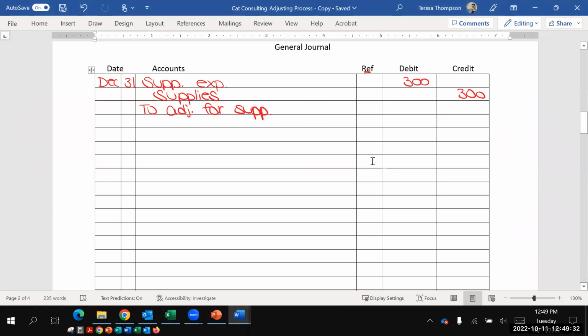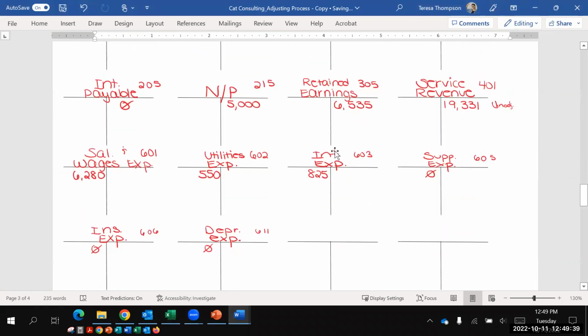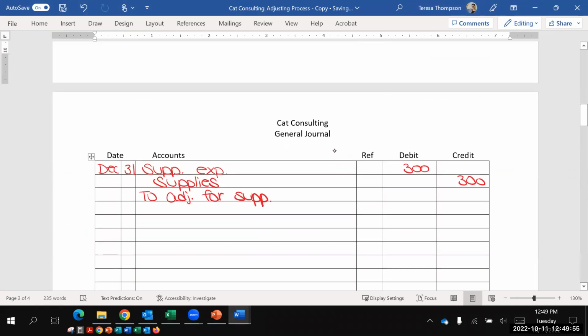Okay, so $300 is going to go to supplies expense. So scroll on down to your new supplies expense account, and we'll go ahead and put 300 on the debit side. And if you want, you can say adjusting journal entry. That way we know that $300 came through the adjustment process, not through the original recording process. And that's account 605. So you go back up here to your journal.